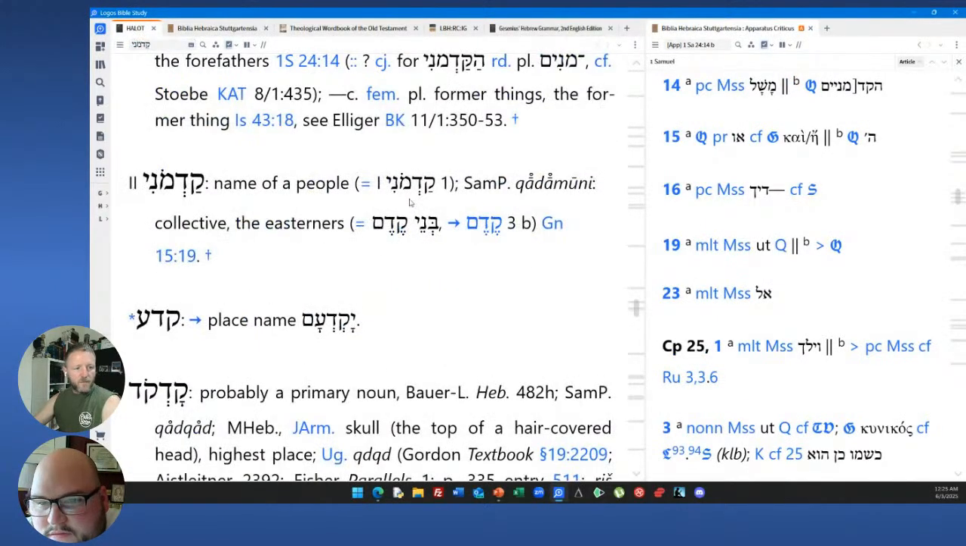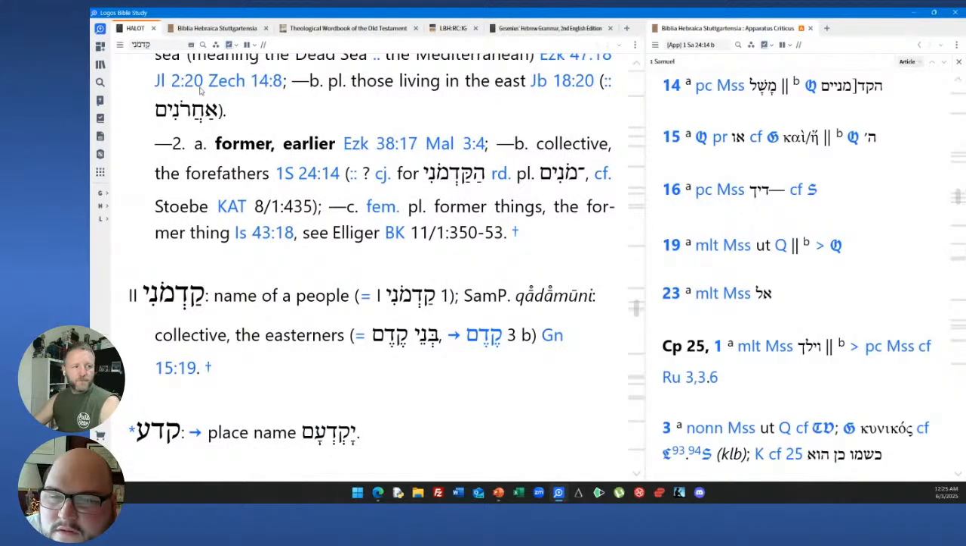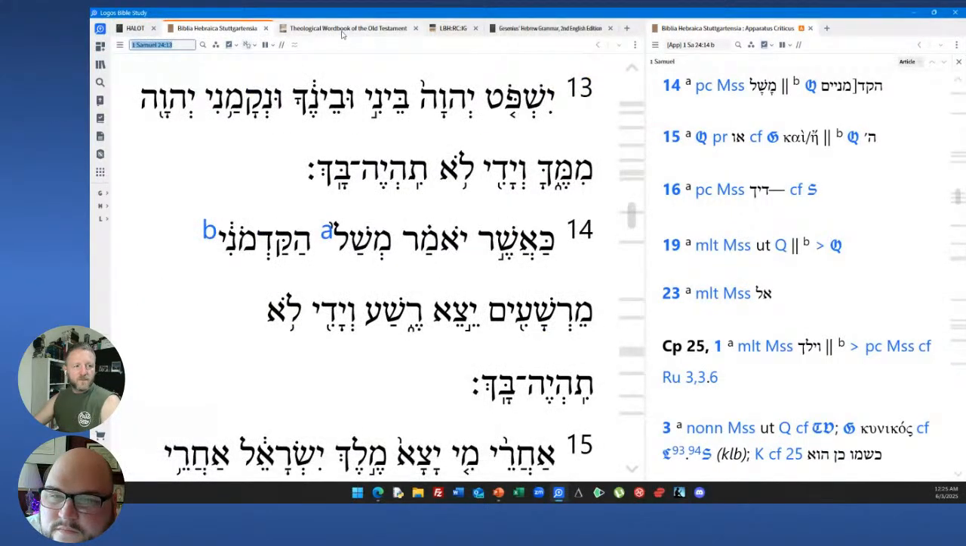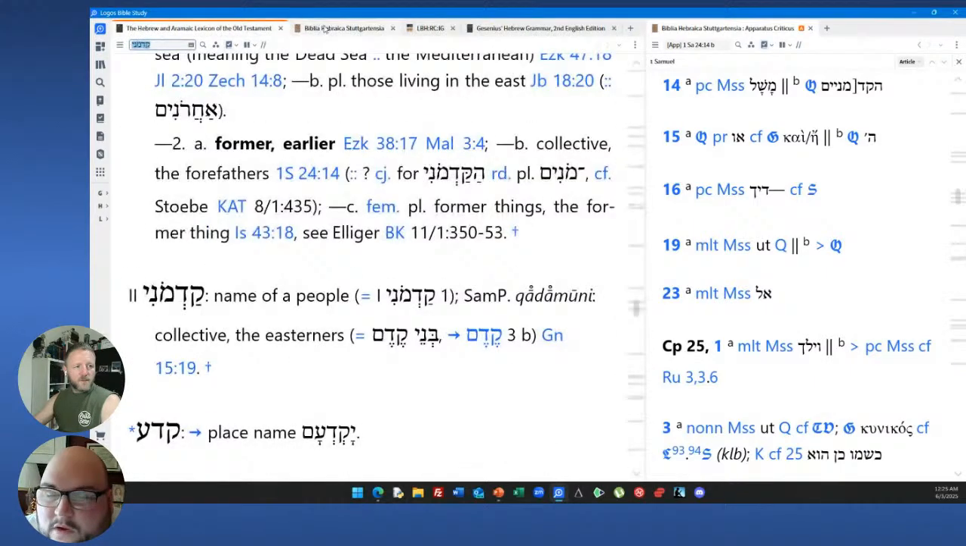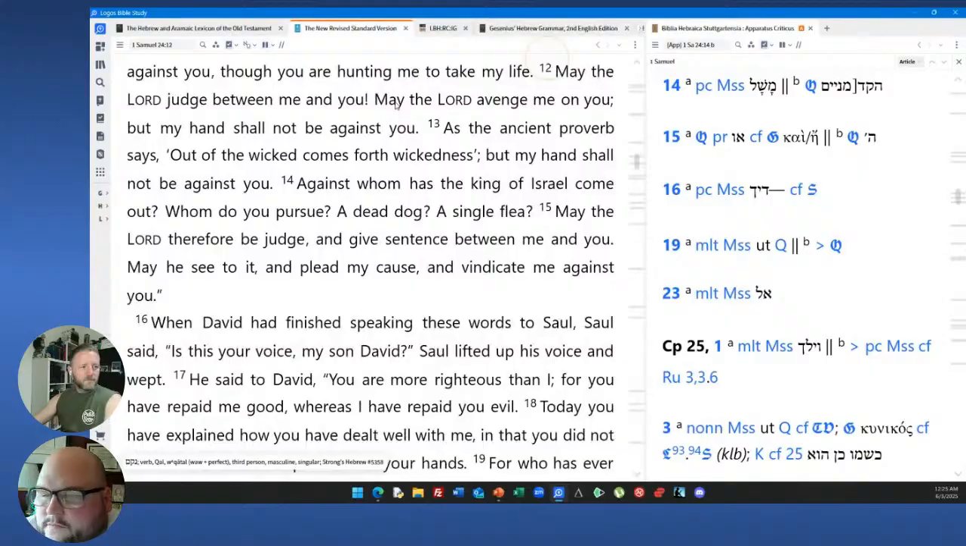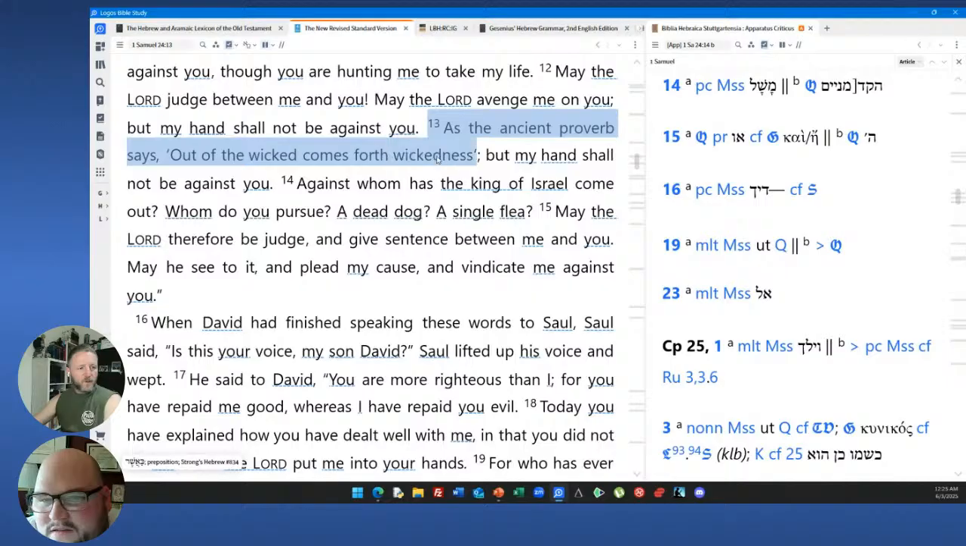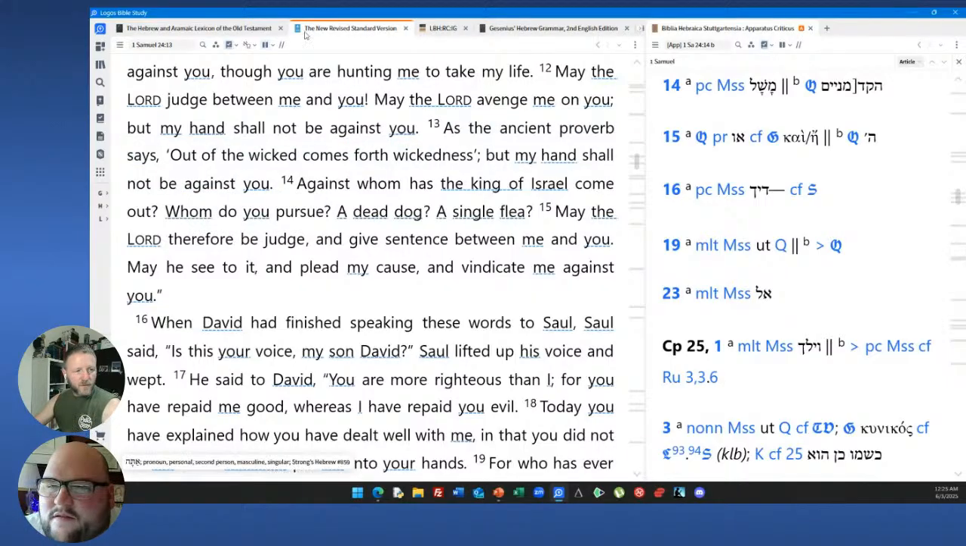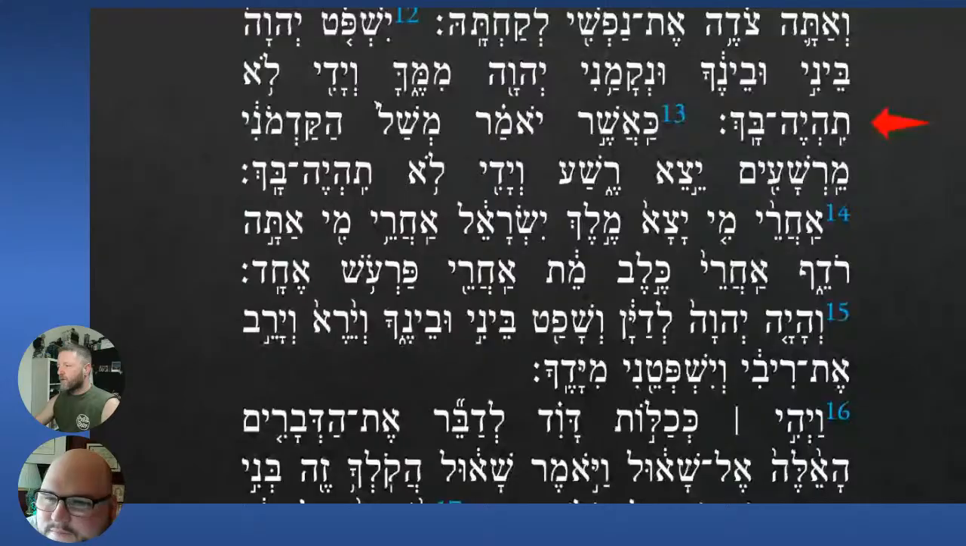Name of a people. The Easterners. Yeah, B'nai Kedem. That makes sense too. But it would make sense in this specific. Yeah. I know an Eastern proverb versus an old proverb. I don't know. I feel like it could be either way. As the ancient proverb says, out of the wicked comes forth wickedness, but my hand shall not be against you. Yeah, okay. We understood it well.